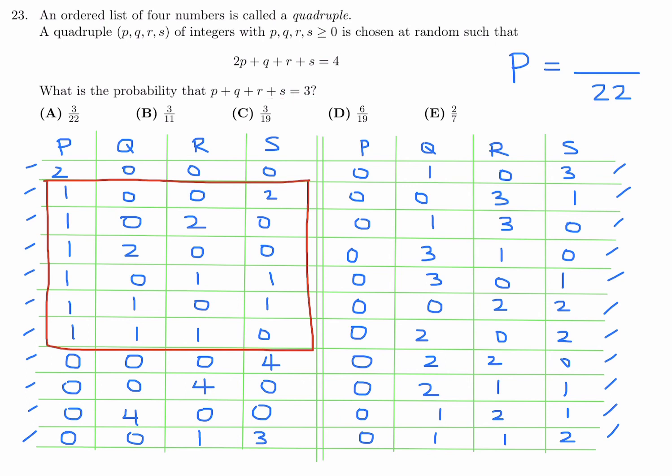Now, how many are there? Well, there's 1, 2, 3, 4, 5, 6 of those. So 6 is what goes in the numerator. And there's your probability. And in lowest terms, that will be 3 over 11. So number 23, the answer is B.